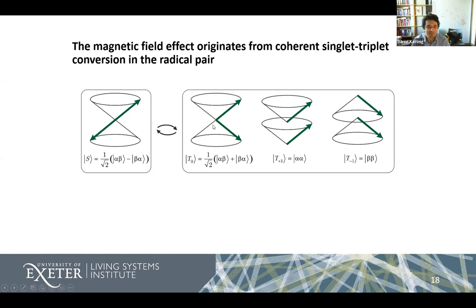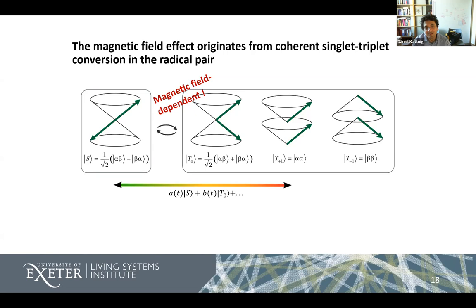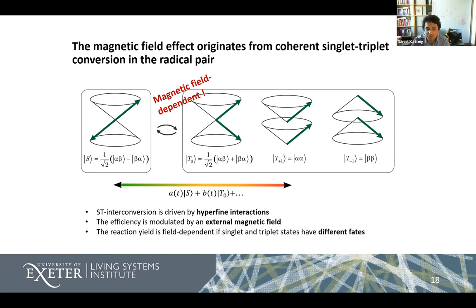And the thing about radical pair reactions and the radical pair mechanism is that these radical pairs, most of the time, are in a superposition state. They're in a superposition state that involves the singlet and the triplet states, and the expansion coefficients of this state are a function of time. And interestingly, they're not only a function of time, but can be interacted with by applied magnetic fields. That is, this singlet-triplet interconversion becomes a function of the magnetic field. It is most of the time driven by hyperfine interactions, but can be influenced and modulated by external magnetic fields. And if the singlet and triplet states have a different fate, then we will see this in the reaction products of coupled chemical reactions.